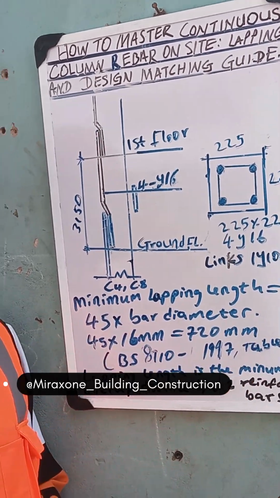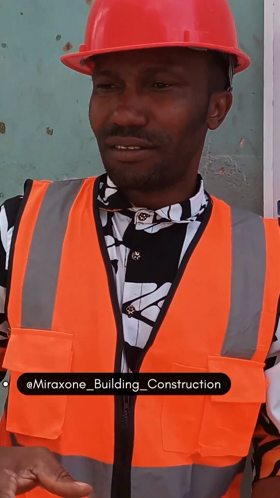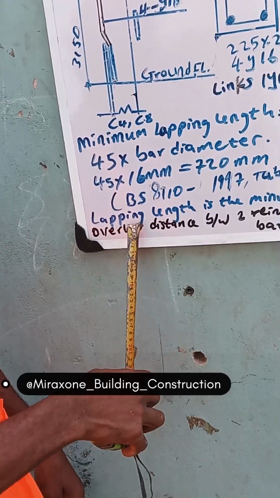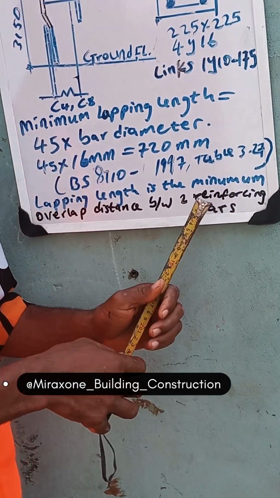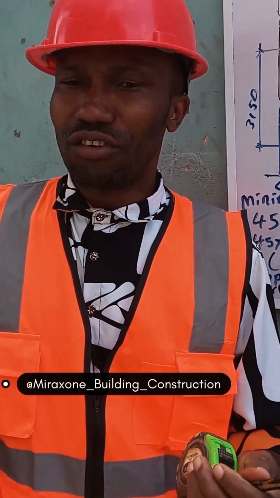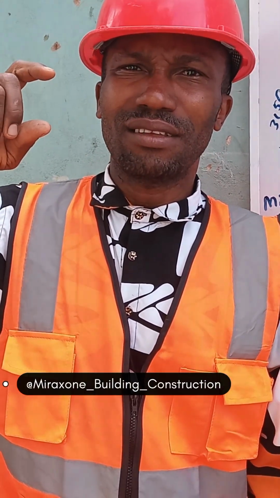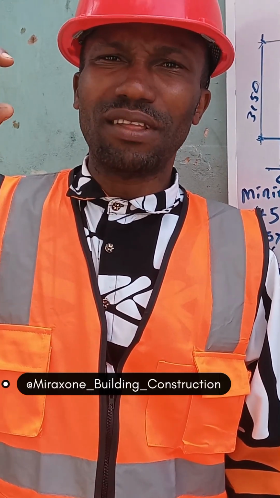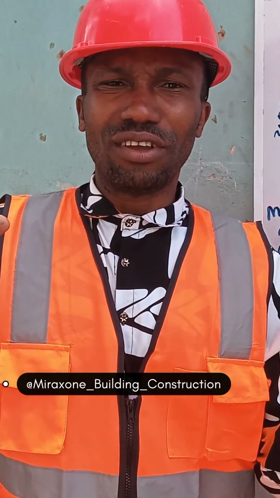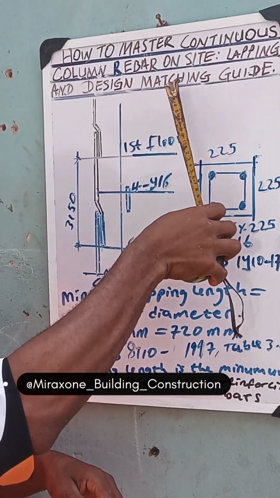So lapping here entails the distance, okay? Lapping length is the minimum overlap distance between two reinforcing bars. Do you understand me? So after the starter bar, there will be a lapping distance. You give a gap for the lapping distance. So we are going to look into it as well, and the design matching guide.